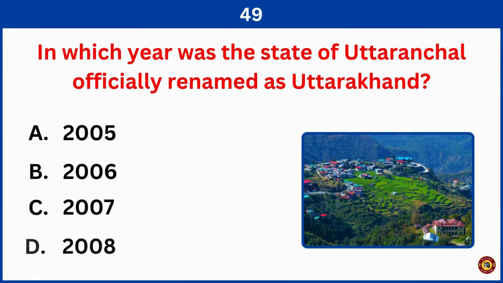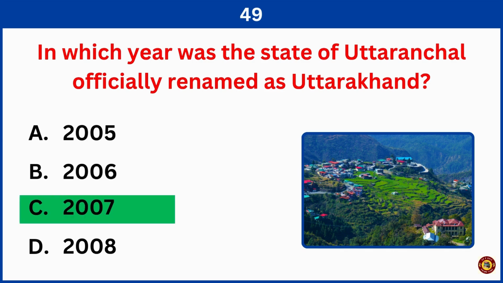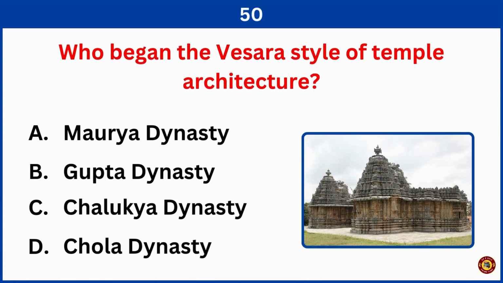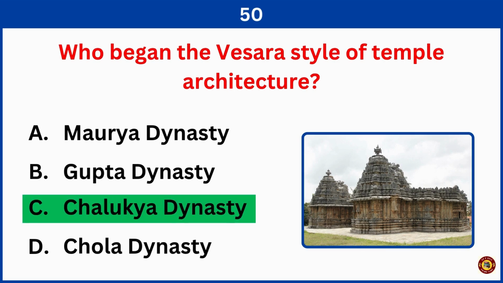In which year was the state of Uttaranchal officially renamed as Uttarakhand? Right answer is option C, 2007. Who began the Vesara style of temple architecture? Right answer is option C, Chalukya dynasty.